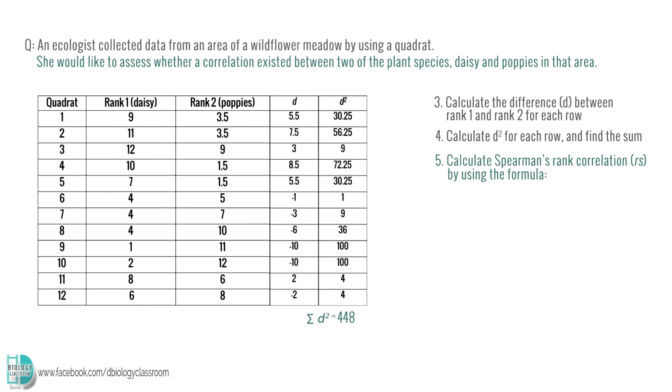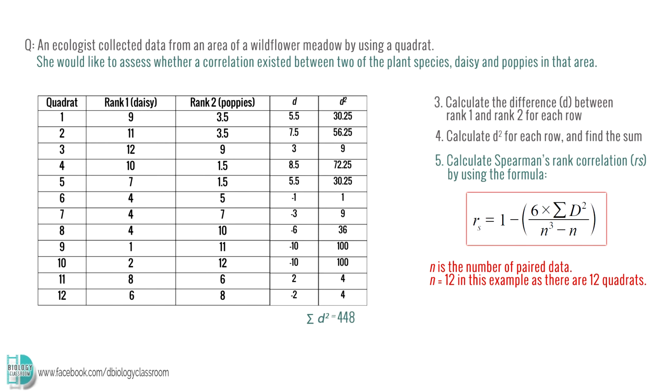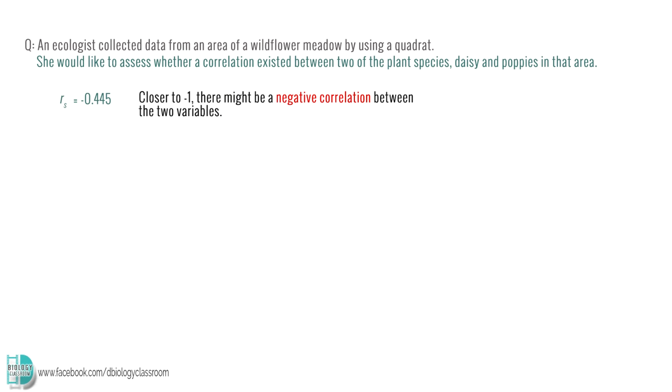Now, you can calculate Spearman's rank correlation, rs, by using the formula. N is the number of pair data in your calculation. In our example, we have 12 quadrats, so the number of pair data is 12. Based on the calculation, the rs value is -0.445. Since it is closer to -1, there might be a negative correlation between the two variables.